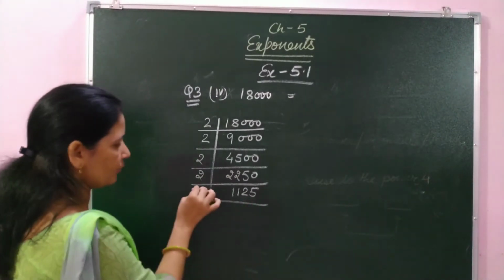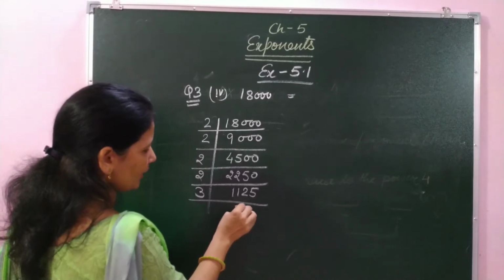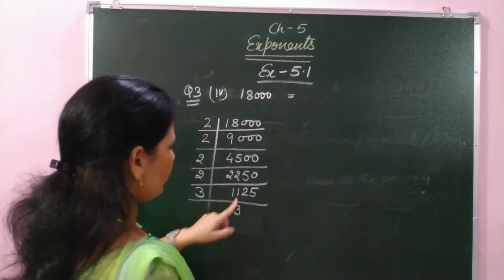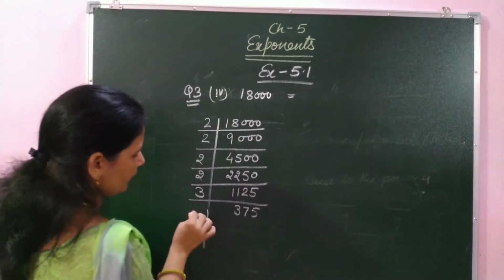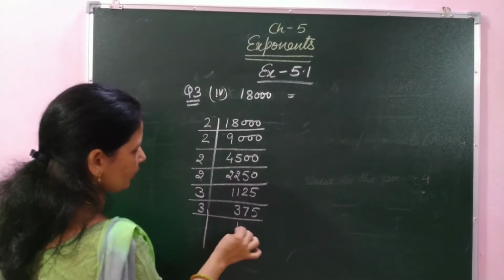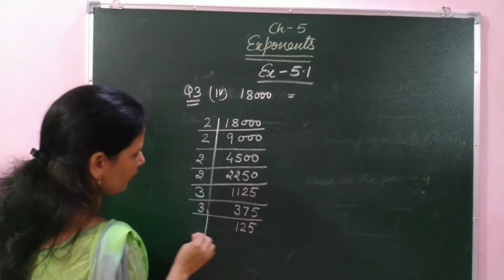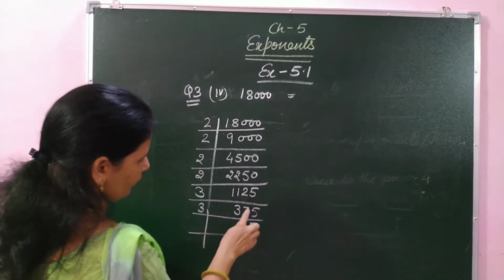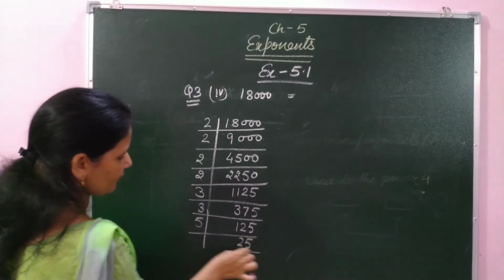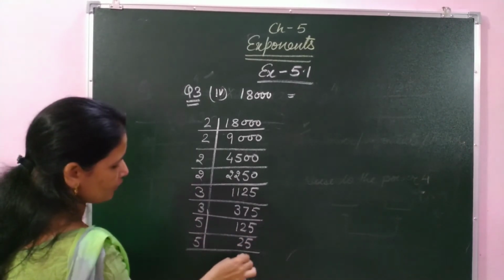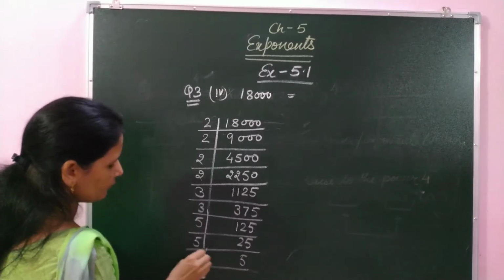So let's try with 3. 3 3s are 9, remainder 2. 3 7s are 21. 3 5s are 15. Then again it starts with 3. 3 1s are 3. 3 2s are 6. 3 5s are 15. Then 5. 5 2s are 10. 5 5s are 25. 5 5s are 25 and 5 1s are 5.